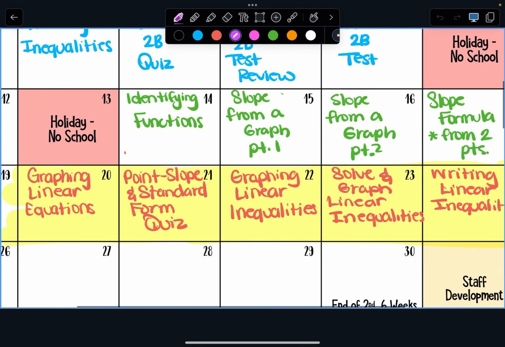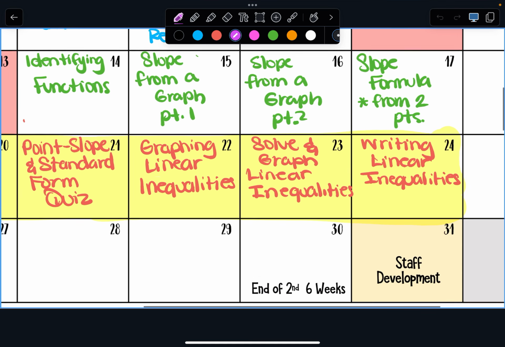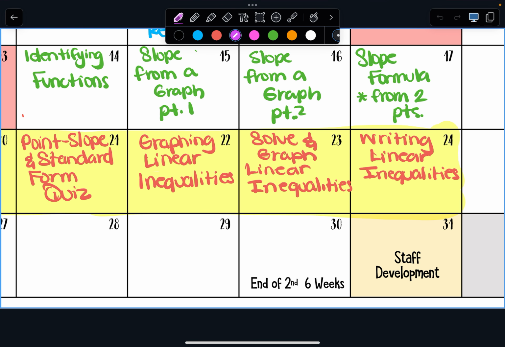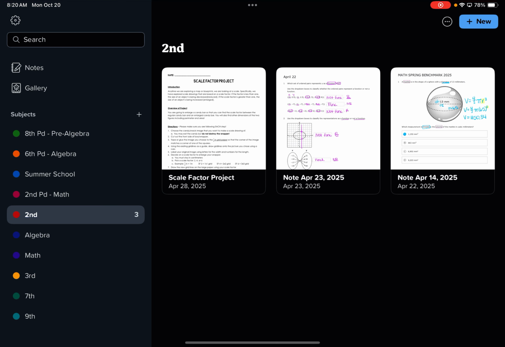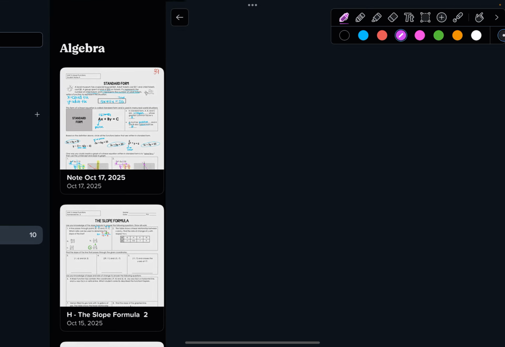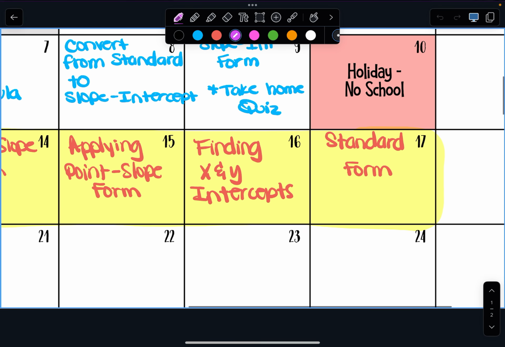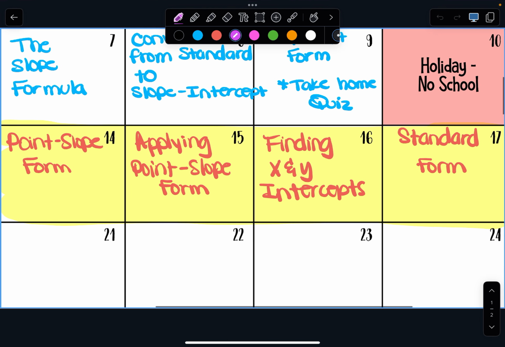We worked with standard form, slope-intercept, replace X and Y. Oh man, I used the wrong calendar. Oh wait, I have that. Oh, that was last week's calendar.